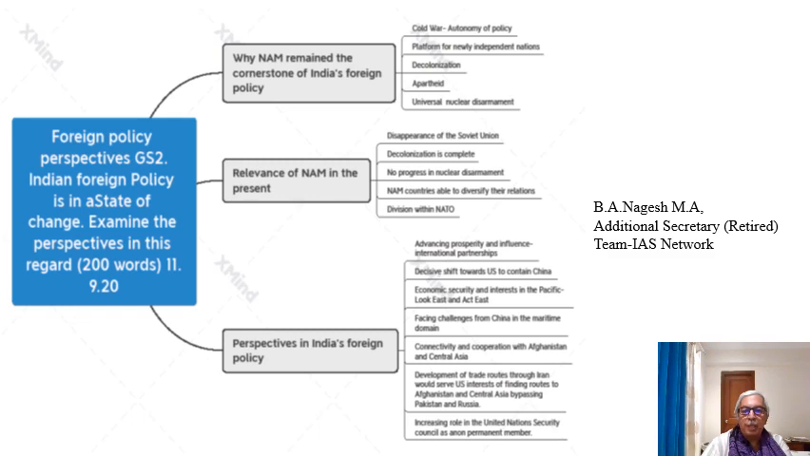Facing challenges from China in the maritime domain. This is another perspective in India's foreign policy. So how the policymakers are gearing up to face challenges from China in the maritime domain.